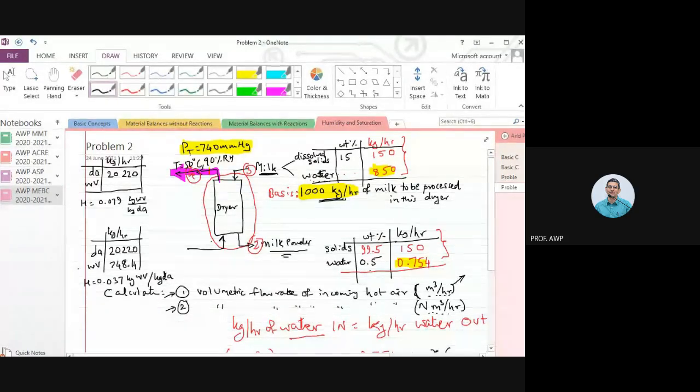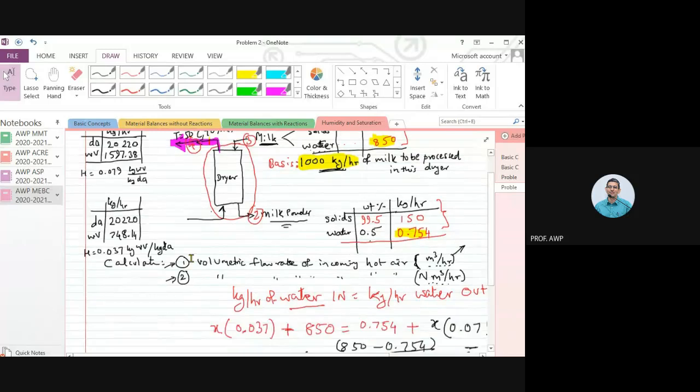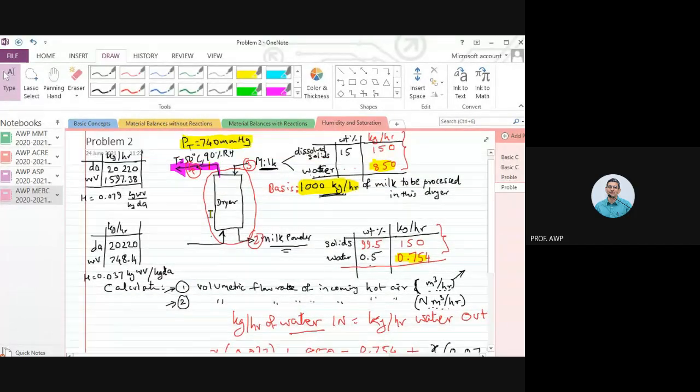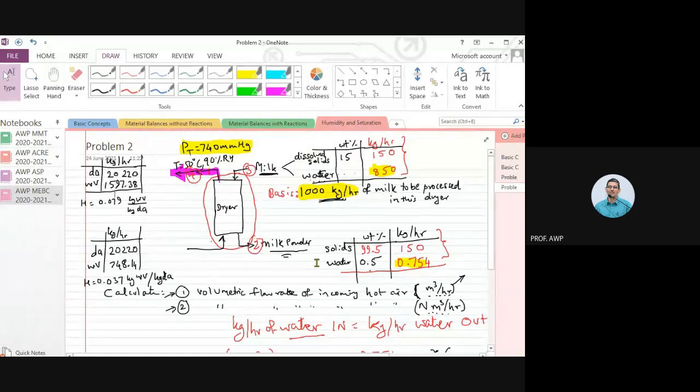748.14. The outgoing air will have 20,220 into 0.079 kgs per hour of water in the vapor form. So that is 1597.38. I can even round off, I can just say 1597 or 1600 if you want. Do you agree with this? Everybody comfortable so far? Anybody has doubts up to this point?